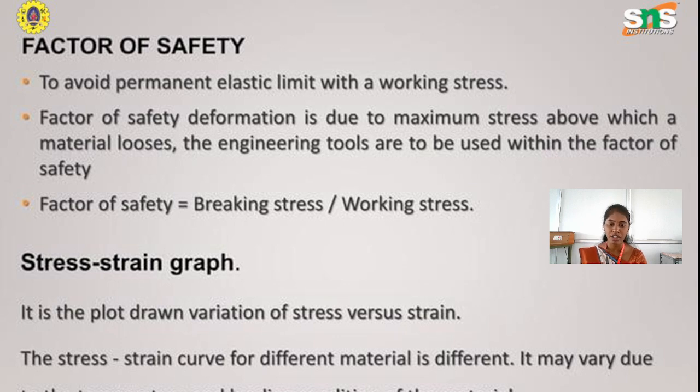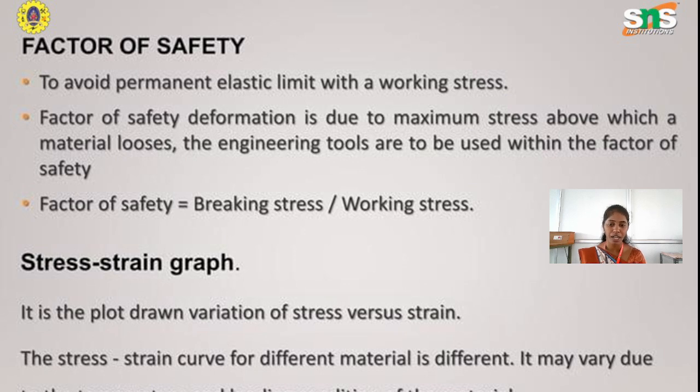Okay. So the factor of safety is equivalent to breaking stress divided by working stress. Breaking stress is nothing but the maximum amount of stress that can be applied to the body. After that, it will become a plastic body. The working stress is the normal stress, right? So if more stress is applied to the body, the elastic body will transform into a plastic body, right?